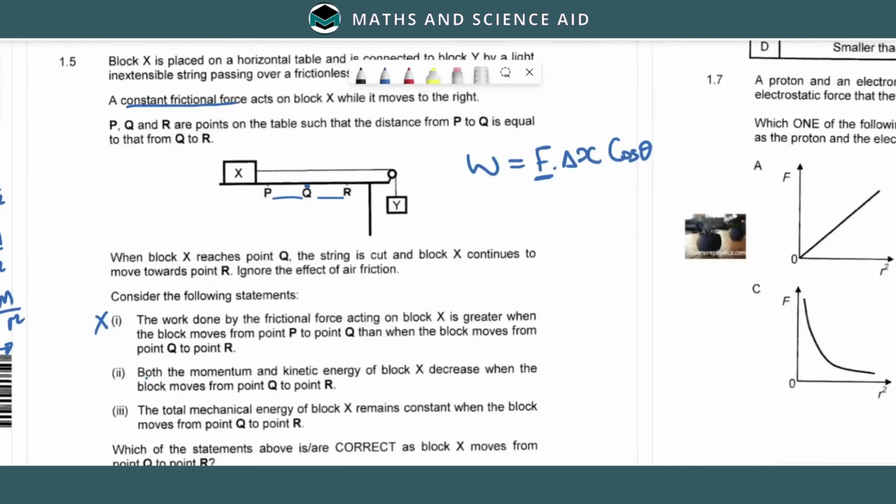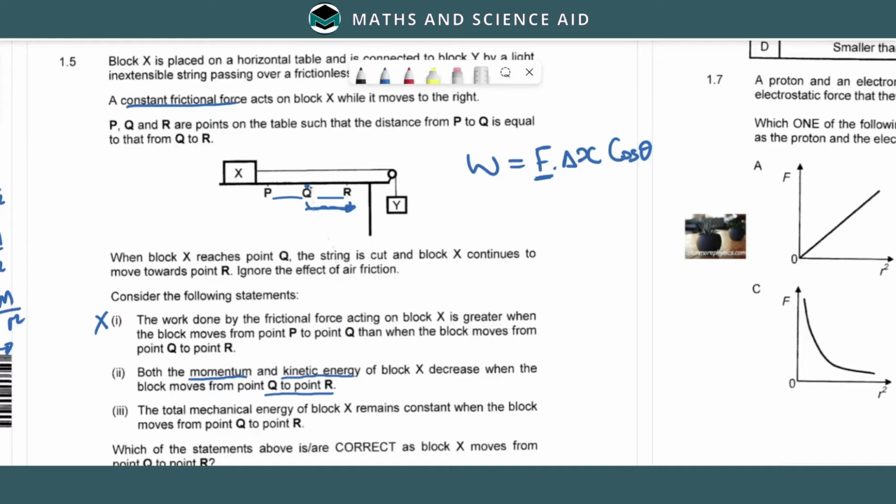And now the second statement says that both the momentum and the kinetic energy of block X decrease when the block moves from point Q to R. So from point Q to point R, right? So it says that the momentum and kinetic energy decrease. Well, we know that the momentum and kinetic energy are directly proportional to the speed or velocity of an object.